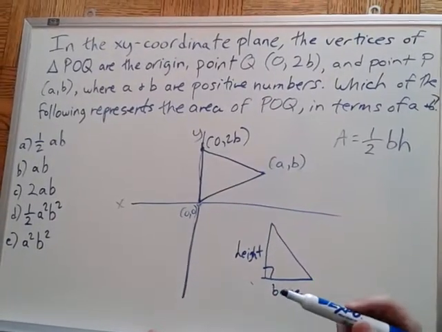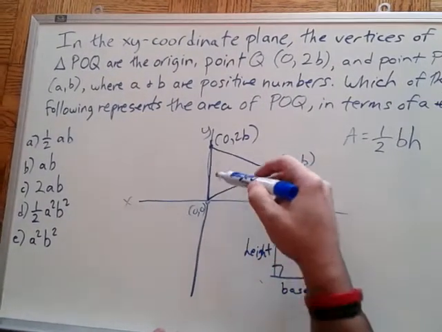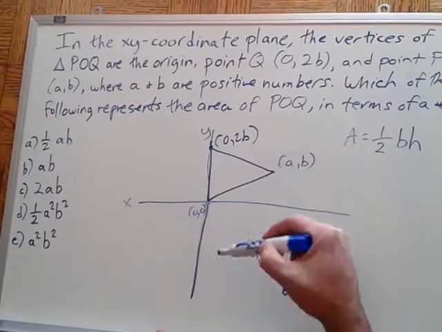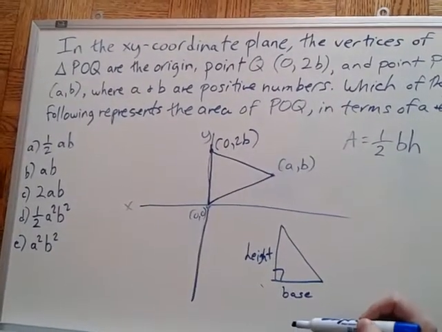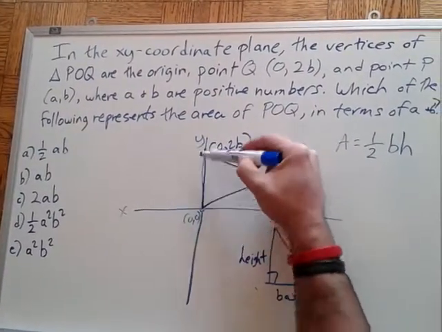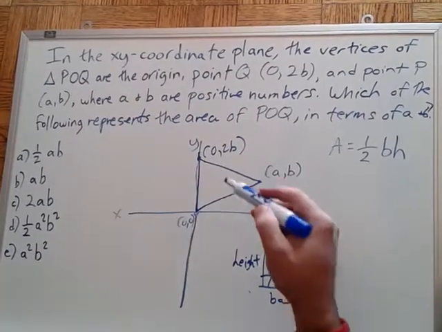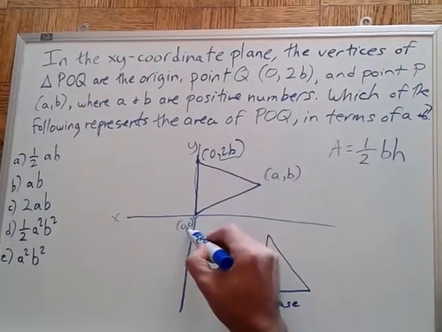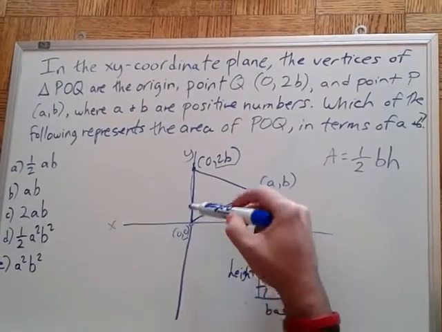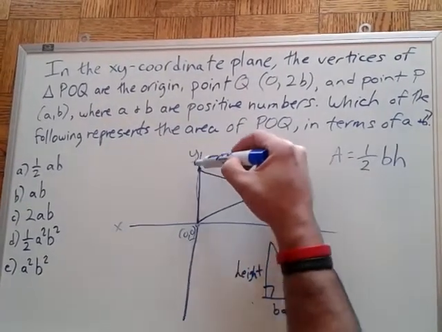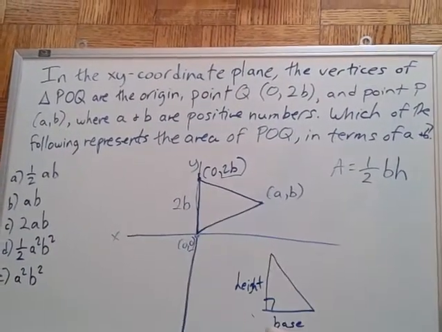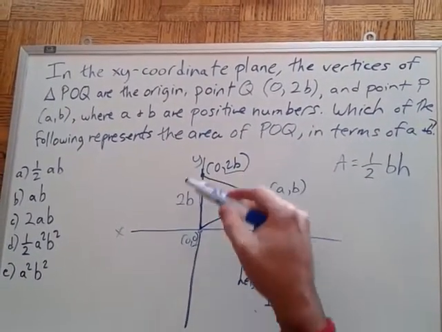So what if I made this the base of my triangle? That's a straight line. When we're talking about areas of triangles, we always try to use straight lines. And because I'm going with the y-axis, I don't need the distance formula. I can just look at my y-coordinates and figure out the distance between those two. So from 0 to 2B is just a distance of 2B. That's all. So we can call that the base.